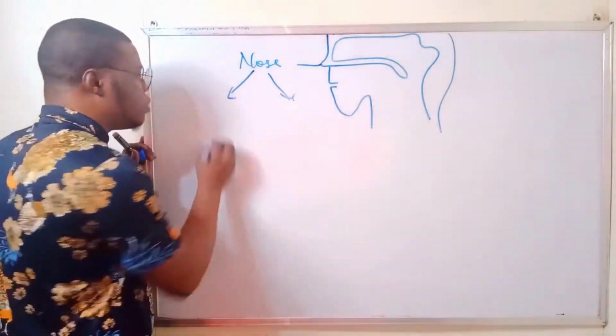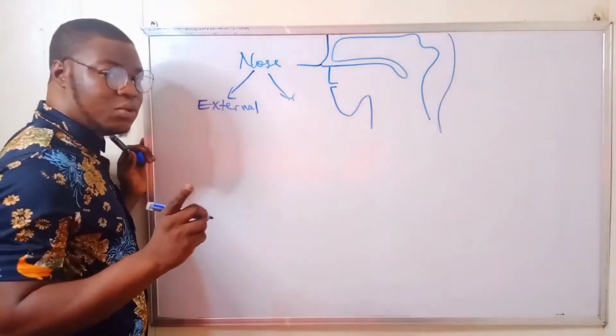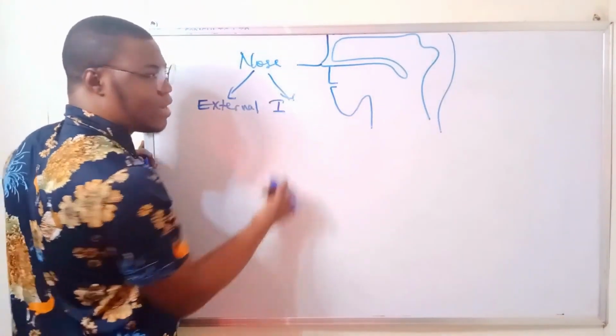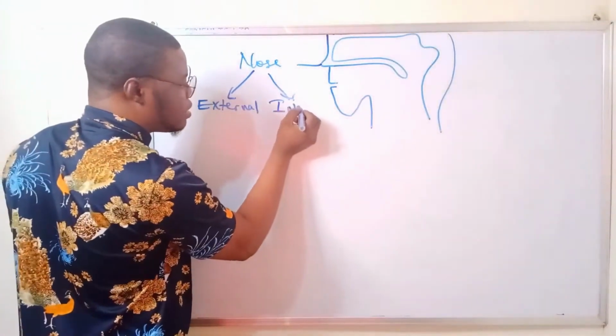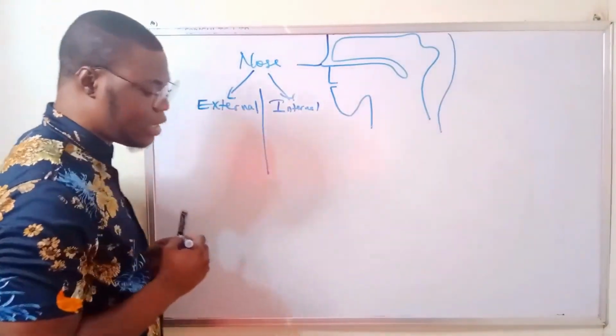So the first one is called the external nose. And the second part is called, you can guess it as well, the internal nose. And now, what is the external nose and what is the internal nose?